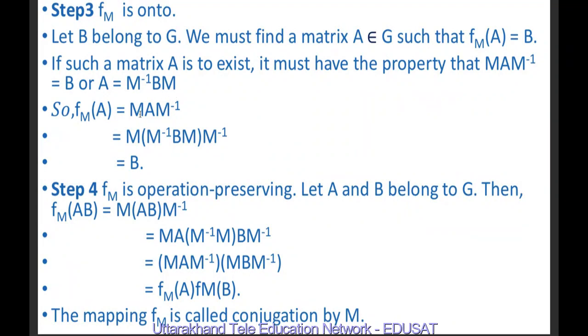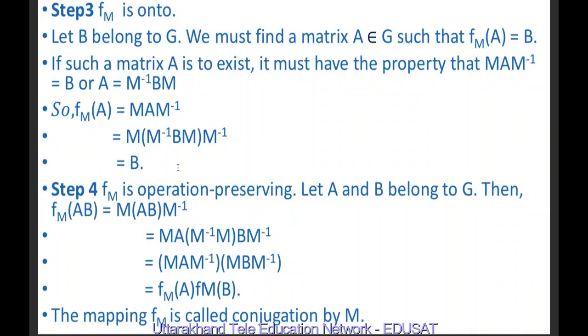So FM(A) equal to MAM inverse, and if we substitute the value of A, we get M M inverse B M M inverse. Again by associativity of matrices under multiplication, and M M inverse being the identity matrix, we are left only with B. So for every B belonging to G, we have found the matrix A such that FM(A) equal to B. It means FM is onto.